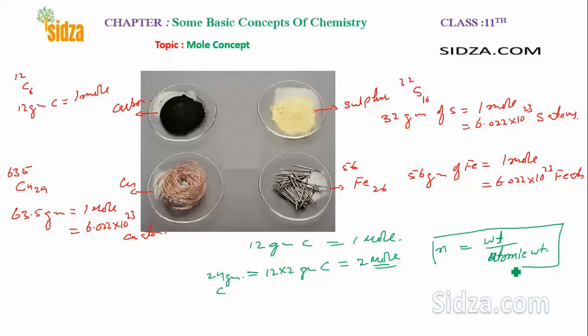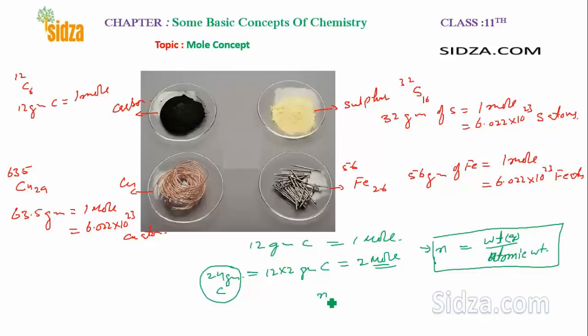It means the number of moles of a substance will be the weight of the substance expressed in grams divided by the atomic weight. If you want to find how many moles are present in 24 grams of carbon, let's cross-check it again. In 24 grams of carbon, how many moles are actually present there?